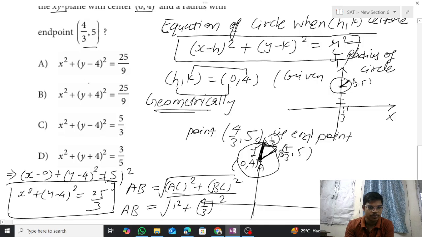So which option number is true? Option number A is true, right? Option number A is true.